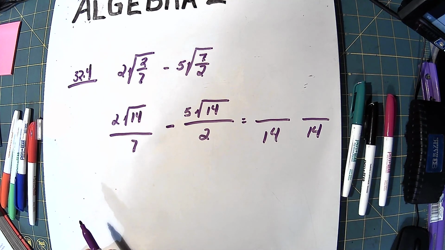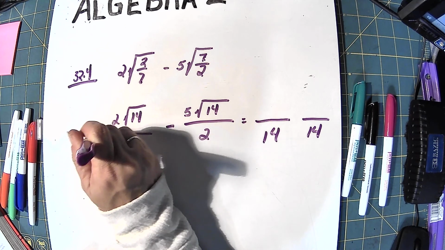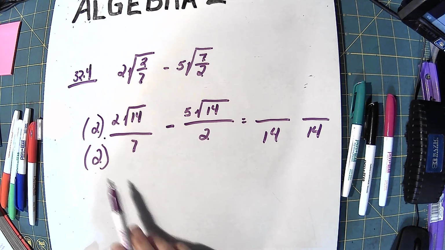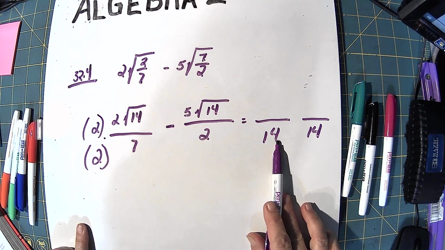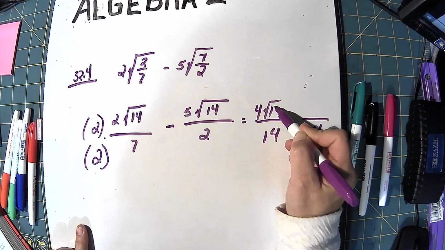And then I'm going to say 7 times 2 makes 14. So I'm going to have to multiply my top times 2 and my bottom times 2. Okay, 7 times 2, I get 14 right here. And then 2 times 2 is 4 times the square root of 14.